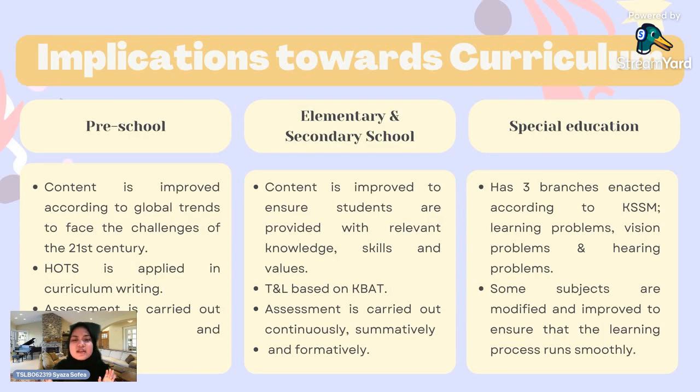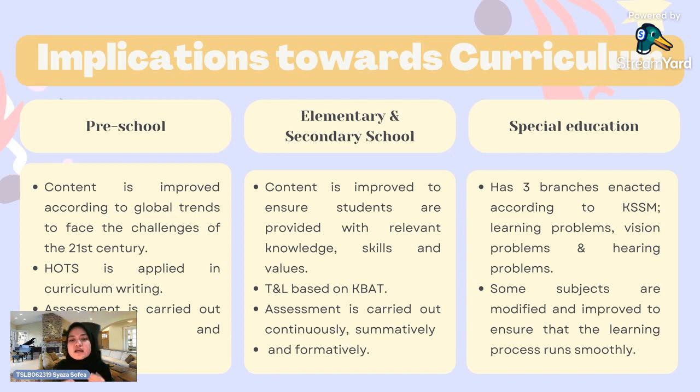So there are several implications for the education system involving various components that include implications for the curriculum, students, teachers, school leadership, institutions, and also teacher training. The first implication is the implication towards curriculum. There are 3 main components, which are preschool, elementary and secondary school, and special education. For preschool, content is improved according to global trends to meet the challenges of the 21st century. HOTS is applied in curriculum writing, a deep contextual and effective learning approach.